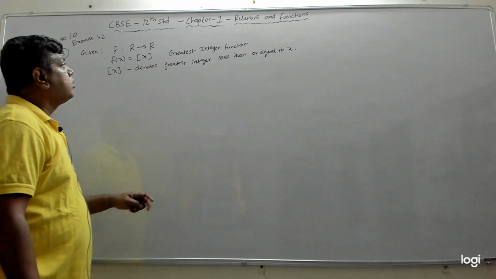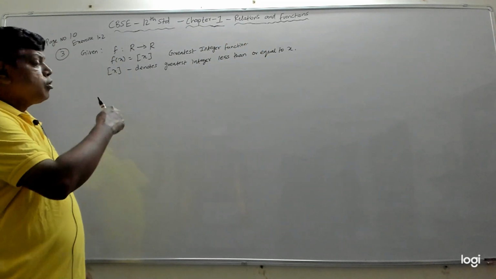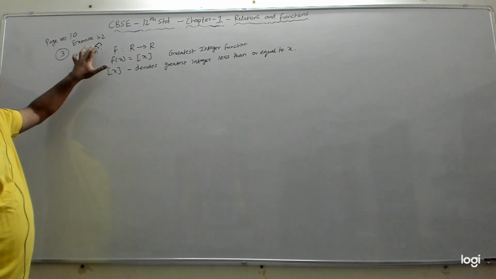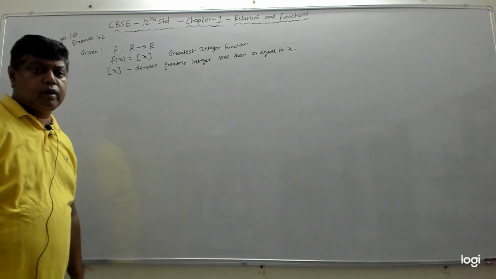In this session, we will continue with the chapter Relations and Functions from your 12th standard CBSE Mathematics. We will continue from exercise 1.2 on page number 10 of your textbook, problem number 3.